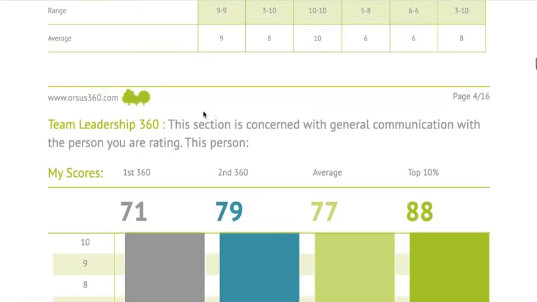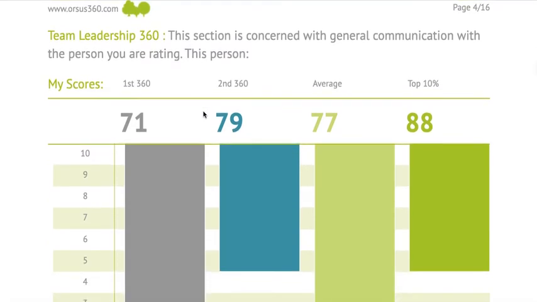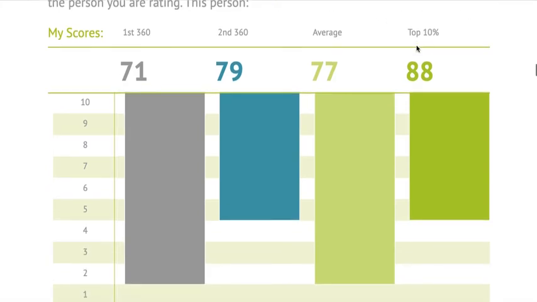And then page 4 starts the questions of the particular group. So this is the Team Leadership 360, and this particular section is set with general communication. Again, you can see a graph that will become familiar to you, showing their scores for this particular section in their first 360, second, how they compare against everybody else that's completed it, and how they compare against the top 10%. Again, we're not so interested in the overall numbers here, but particularly what the range of scores is, and that's what this graph shows you.